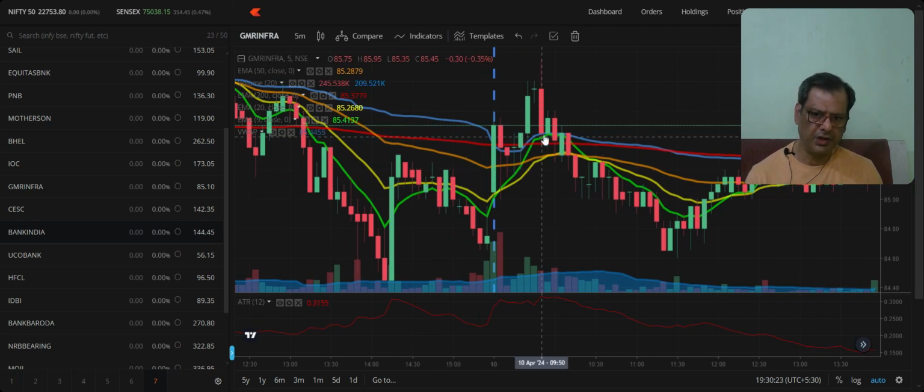So people who shorted below the low of this candle or below the close of this candle, their SLs would have been hit unless they kept such a big SL or an SL here. Then they would be safe. Otherwise, their SLs would have gotten hit. And the bulls tried to push it up here.